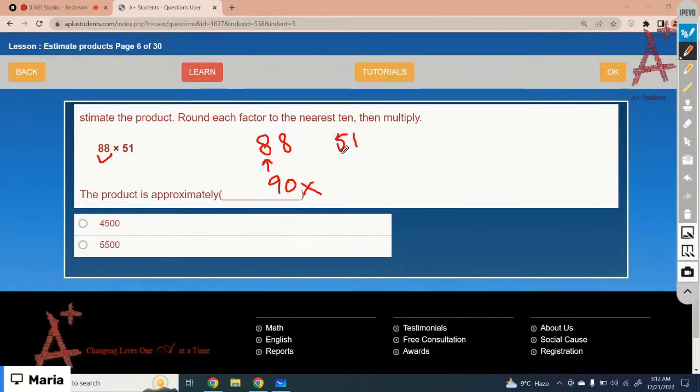And then you have 51. 5 is at the tens position. The digit right next to 5 is 1. 1 is less than 5, so you have to round on the same 10. Got it? And we know that 9 times 5 is 45, so it is 4500.